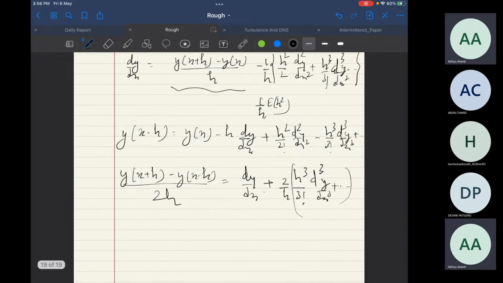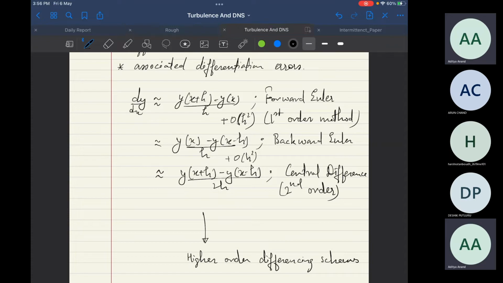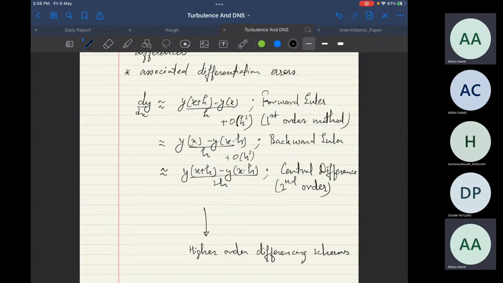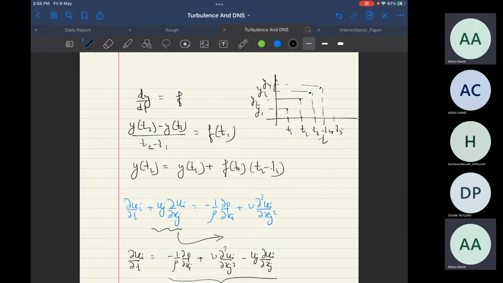So for your second central difference, the error term is of the form 1 by h p of h cube. So this is a second order scheme where the leading order error term is of the order of h cube. Anyways, so what I meant is you can approximate your derivatives using these finite difference schemes, and then solve your ODE or PDE like this.